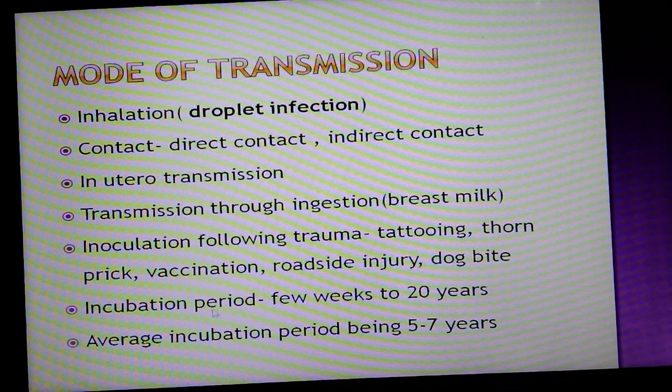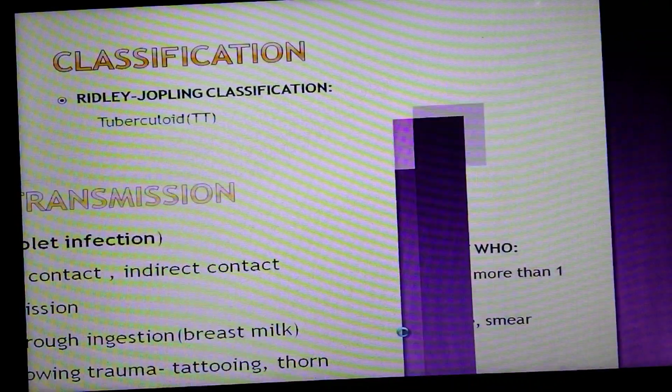Next, the incubation time of this disease starts from a few weeks and lasts up to 20 years. The average incubation period will be from 5 to 7 years. This is about the mode of transmission.